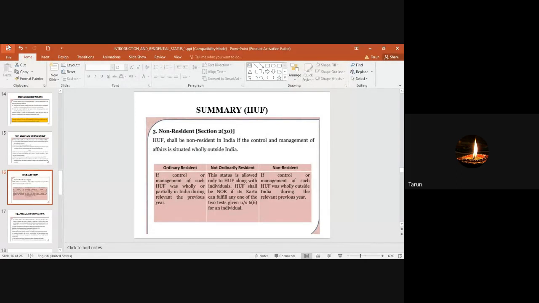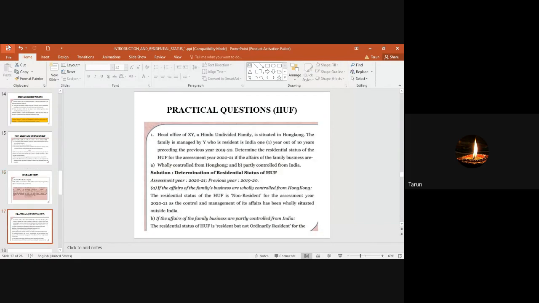So this is a summary of the Hindu undivided family. Now we do practical questions so that you have more clarity of the rules and regulations and the concepts as well. So let's read the question.